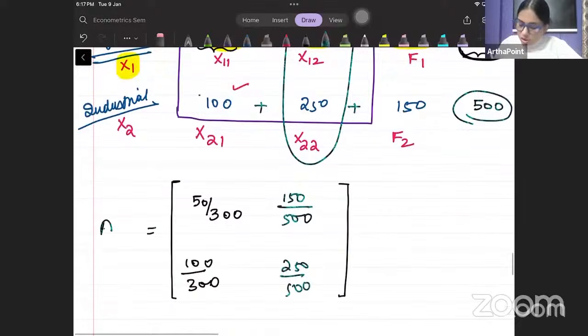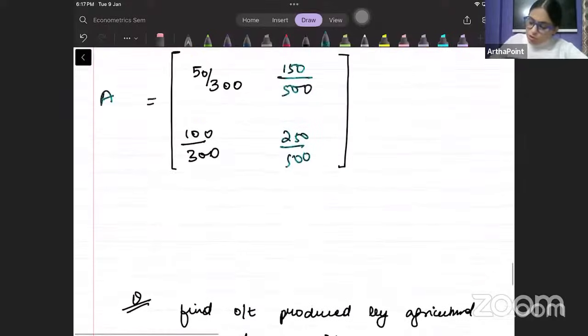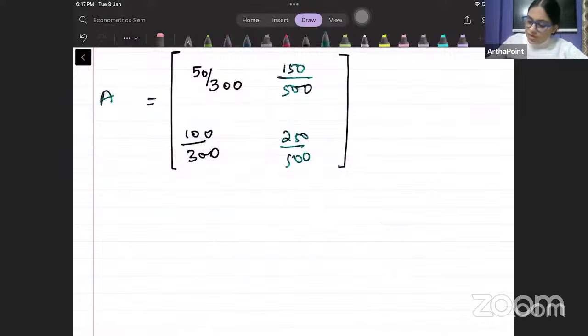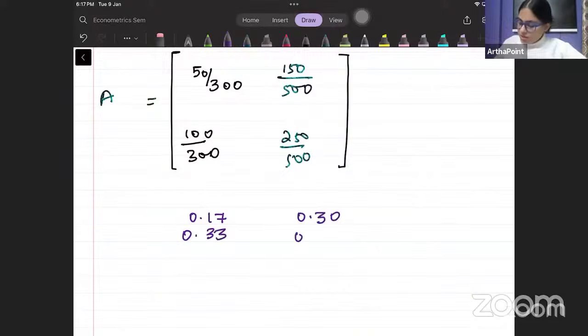This will be called your technology coefficient matrix. What will we call this? We will call this the technology coefficient matrix. So if I solve for this technology coefficient matrix, what will I get? I will get 0.17, 0.30, 0.33 and 0.50. This is my matrix A.